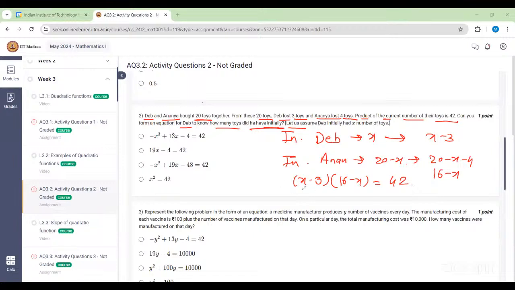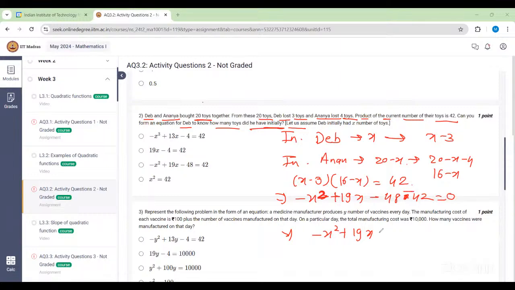Okay, so it doesn't matter. We just have to multiply these two equations. So what we get? We will get minus of x cube and then minus of x square, minus of x square, 16x and plus 3x, that will be 19x. And we have minus of 16 multiplied by 3, 48. So that means minus of x square plus 19x and minus of 42 will be there is equals to 0.